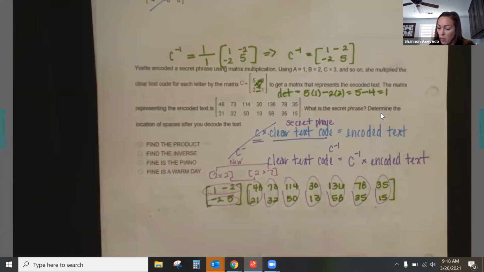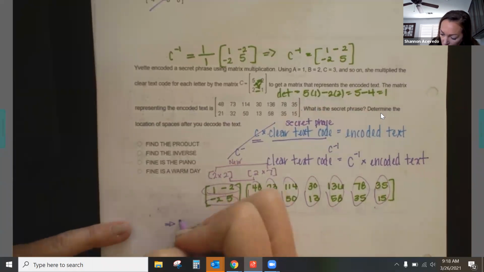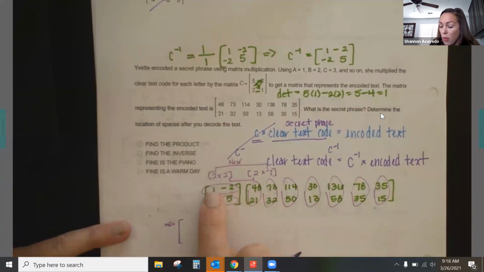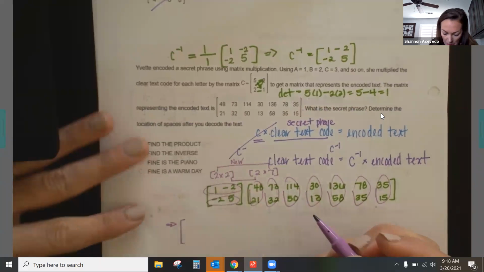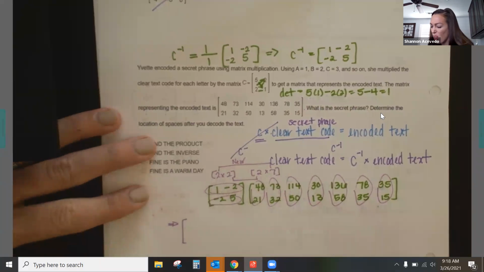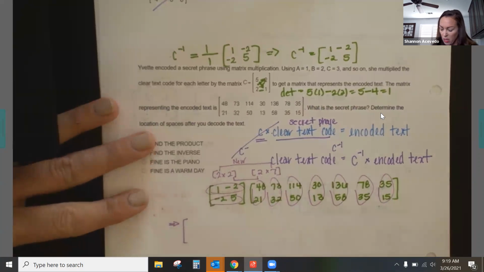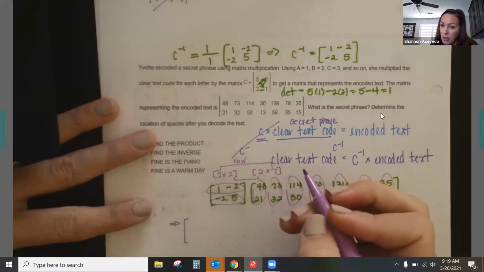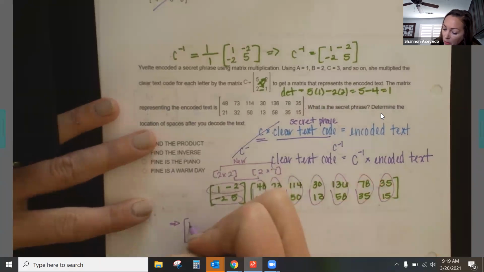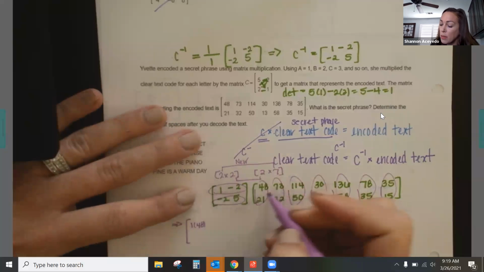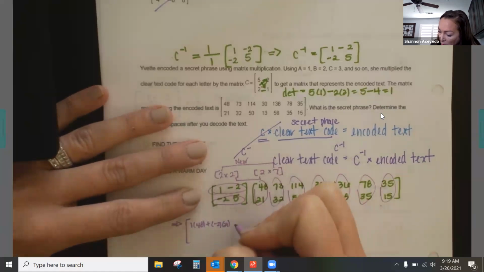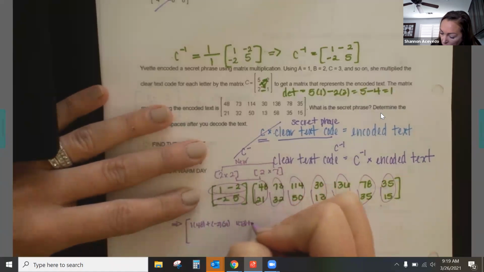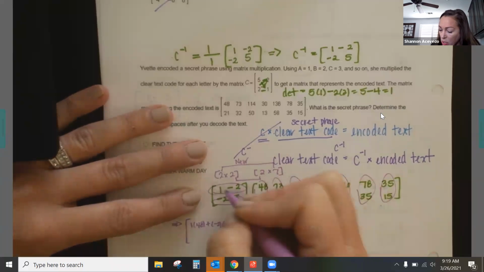All right, so when I multiply them, what am I going to end up with? So let's go ahead and do our first row to each one of these columns. I'll multiply it through as we go through. It's kind of a long process. So 1 times my 48 plus negative 2 times 21. Then we're going to have 1 times 73 plus negative 2 times 32. I'm not going to multiply that one. I'll just go ahead and write that value.